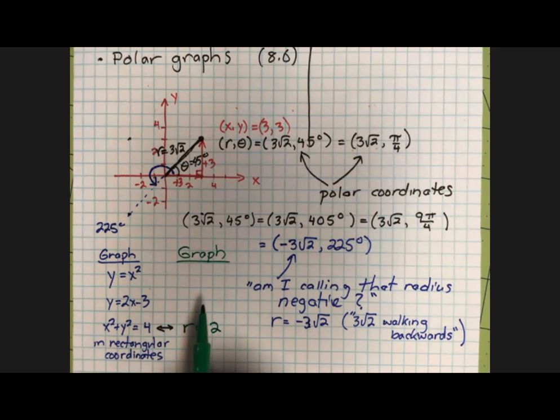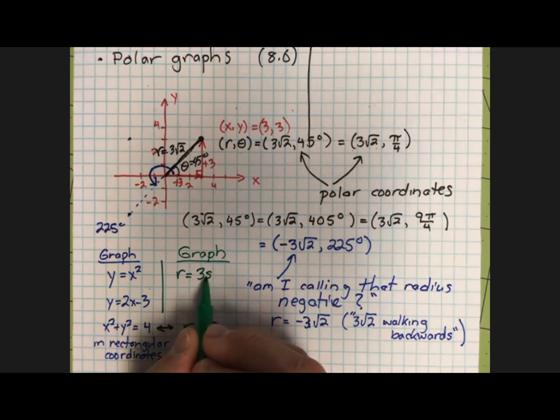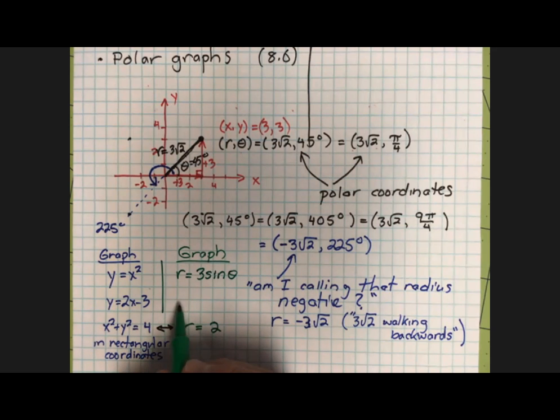But what kinds of new graphs could I make if I used polar graph paper? If I used r and theta instead of x and y? So I'm interested in, now these two correspond, but I'm interested in wholly different things. Like what would I get if I graphed r equals 3 sine theta? What would I get if I graphed r equals sine of 2 theta?